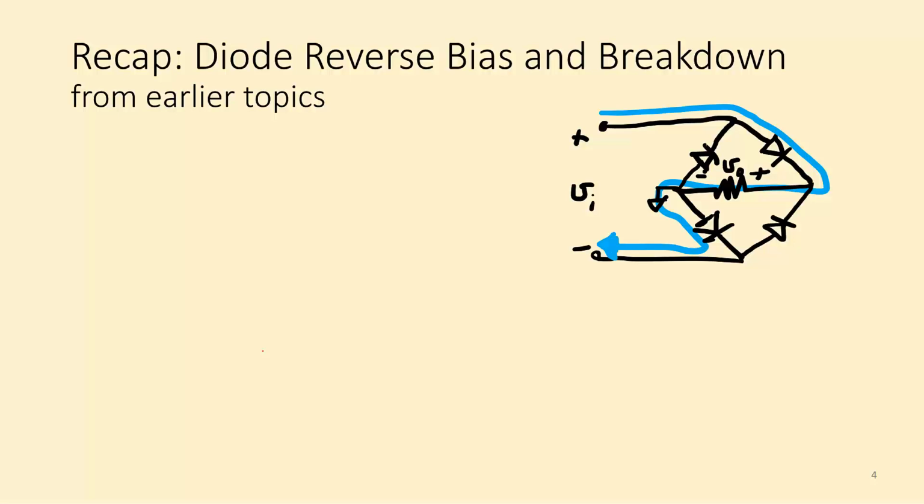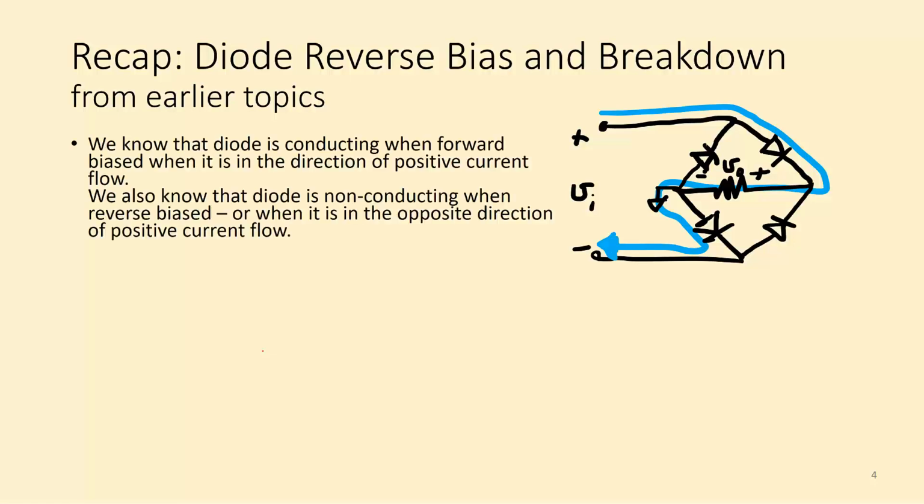If you remember, when we did our bridge full wave rectification, just an example of an application, we know that a diode is conducting when forward biased, when it is in the direction of positive current flow. If I follow this circuit schematic on the screen, if V in at this terminal is more positive than the lower terminal, then current will flow in the direction of positive current flow for the diode. So this diode will be forward biased.